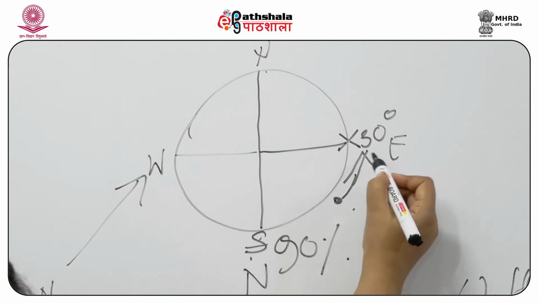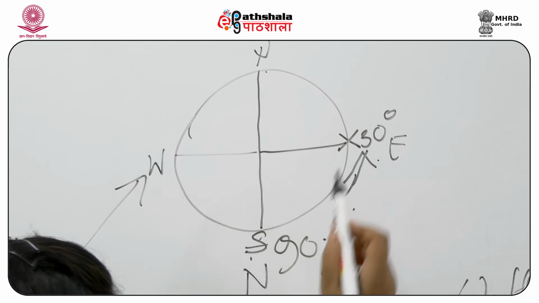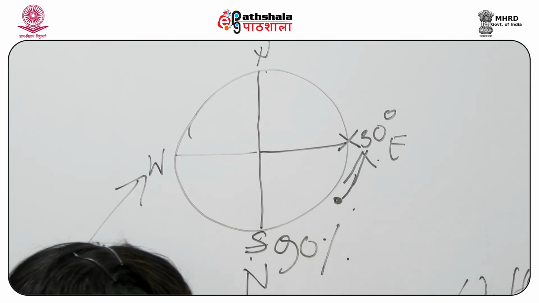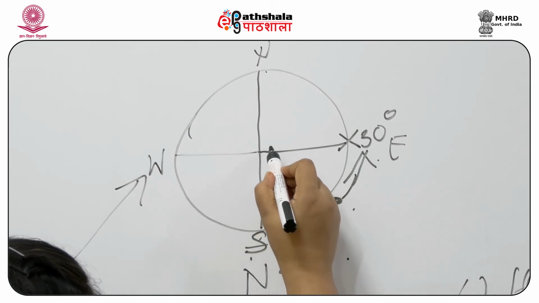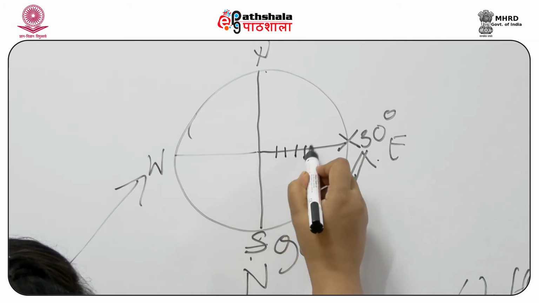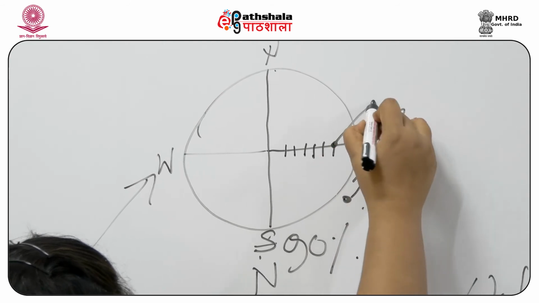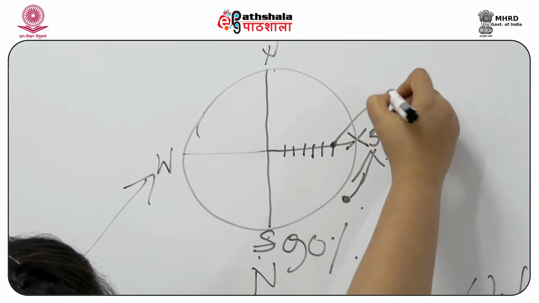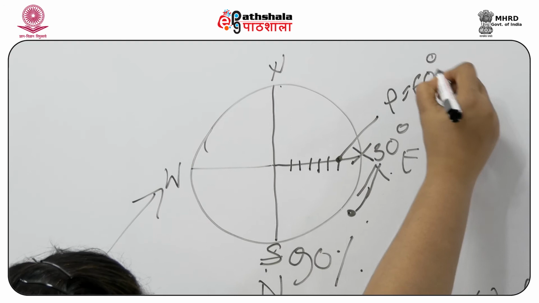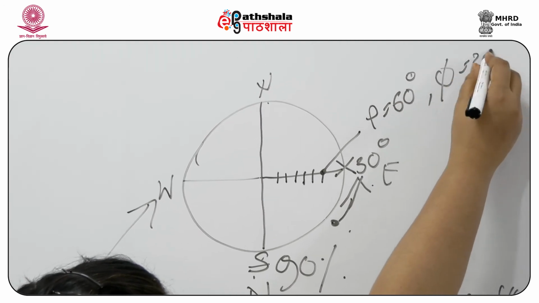Now I will calculate my rho equal to 60 degrees, which will be from this point onwards, 10, 20, 30, 40, 50, 60. So this will be the point which will be the face with a rho of 60 degrees and a phi of 30 degrees.